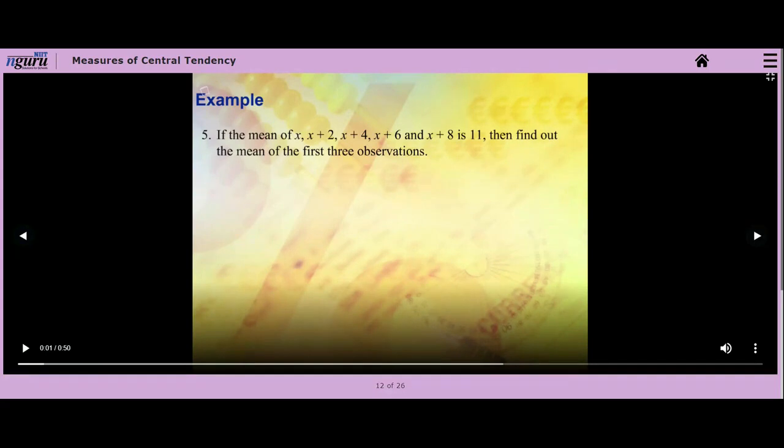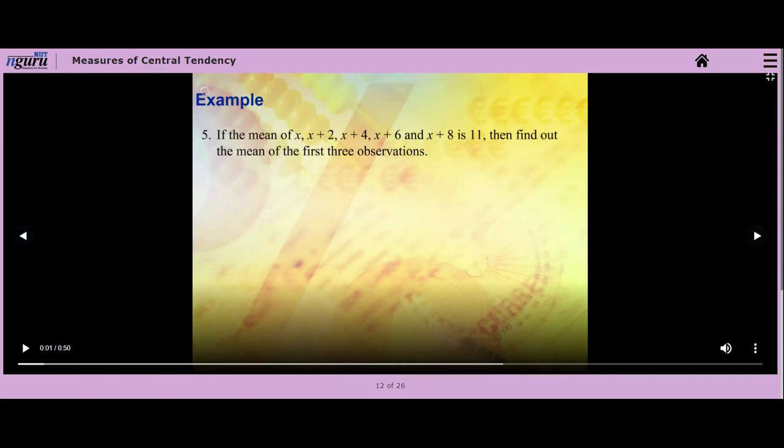How many x's are there? 5x. 5x plus the number 20, divided by 5, equal to 11. So 5x plus 20 equal to 55. 5x equal to 35. x equal to 7.